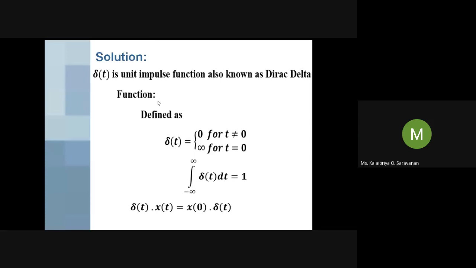So now del of t. Now this is a unit impulse function. So we know what is a unit impulse function. A unit impulse function value will be 0 for other values of t. For t equal to 0, its value may extend up to infinity. So we will make use of this particular property. Del of t into x of t can be called as x of 0 into del of t because it is existing only for t equal to 0 and not for any other values.